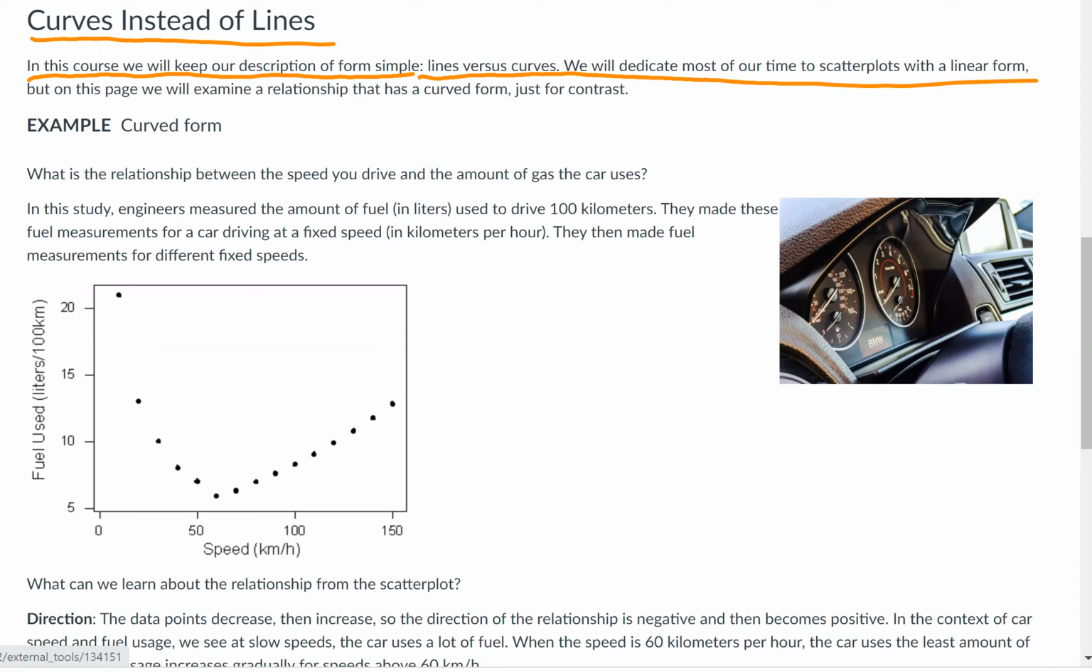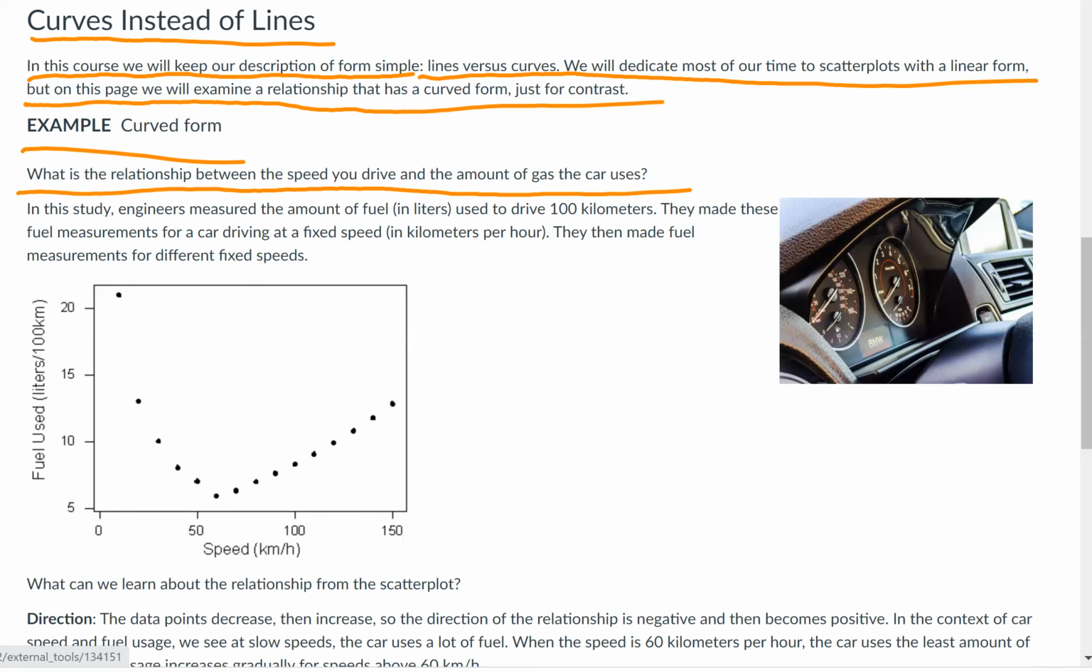We will dedicate most of our time to scatter plots with a linear form, but on this page, we'll examine a relationship that has a curve form just for contrast. So here's an example of a curved form. What is the relationship between the speed you drive and the amount of gas a car uses?